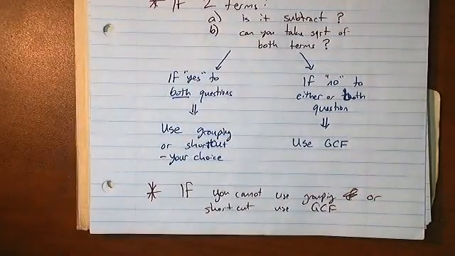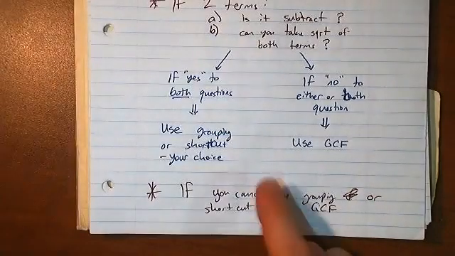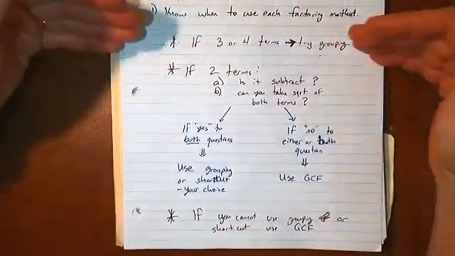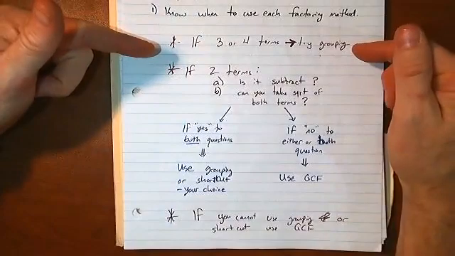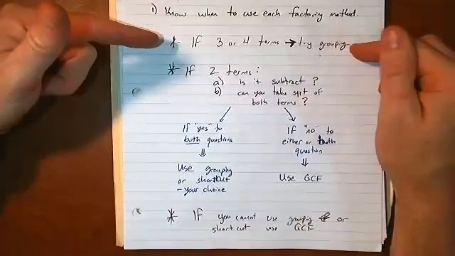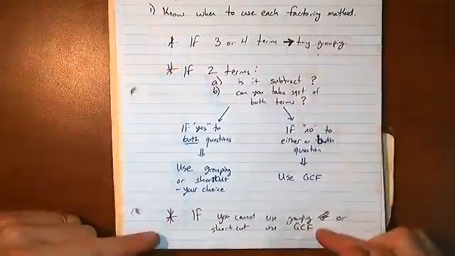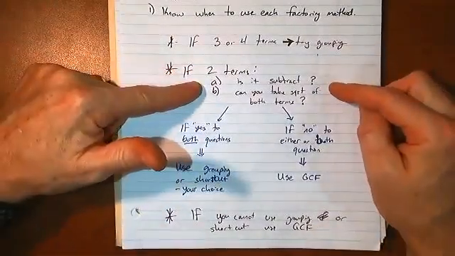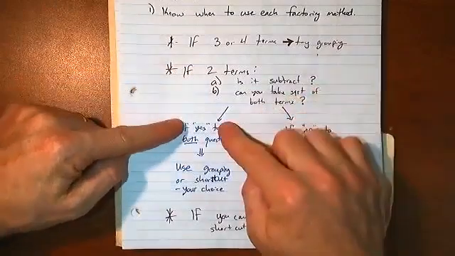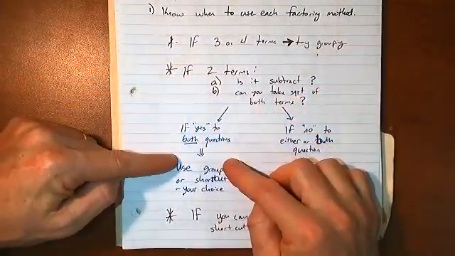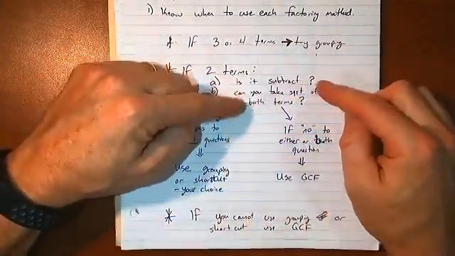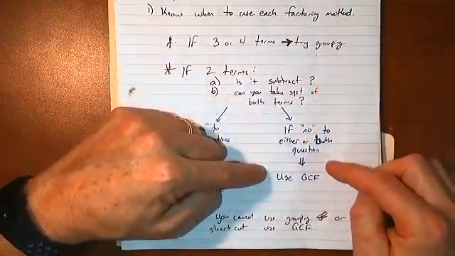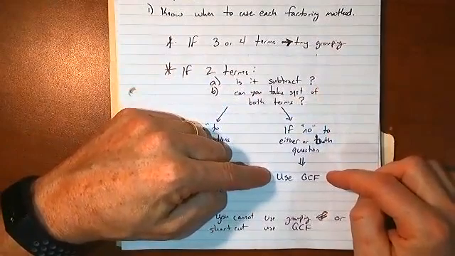Now, I want to back up for a second and make sure that we understand that final sentence in the grand scheme of things. I'm talking about all of these things. So 3 terms, 4 terms, we're going to try grouping. If I can't use grouping, I'm going to use GCF. 2 terms, we're going to ask ourselves these questions. If both questions are yes, I'm going to use grouping. If one question or the other or both questions is no, I'm going to use greatest common factor. I can't use grouping. Okay.